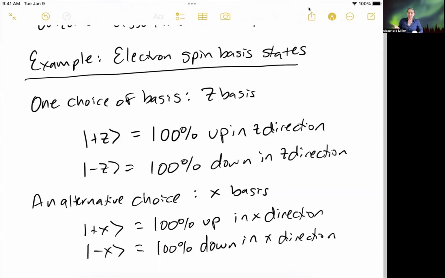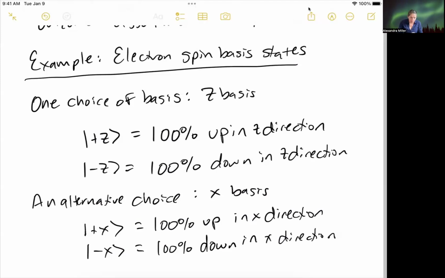And then a third basis we could choose would be the Y basis. I'm not going to write it down. It would be the exact same thing. The Y basis would have a plus Y and a minus Y, and those would have 100% probability if you measure in the Y direction. It would look just like this.